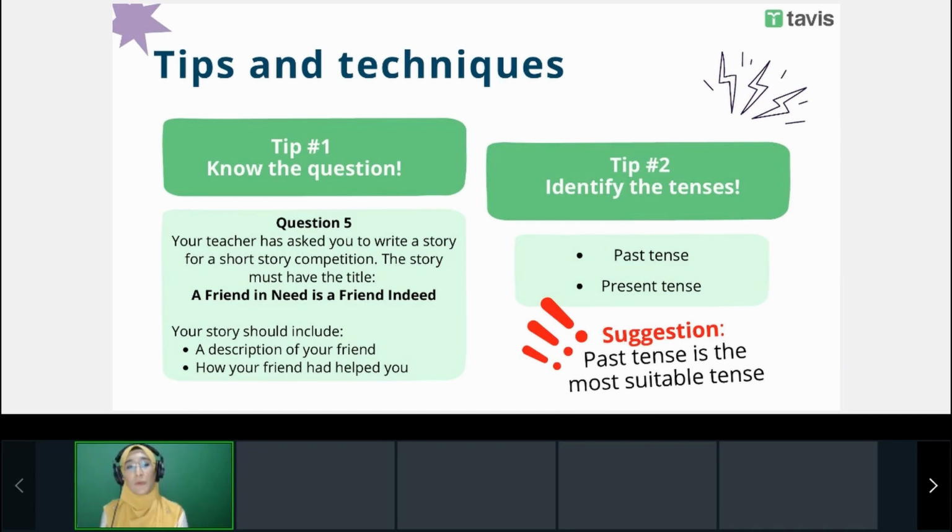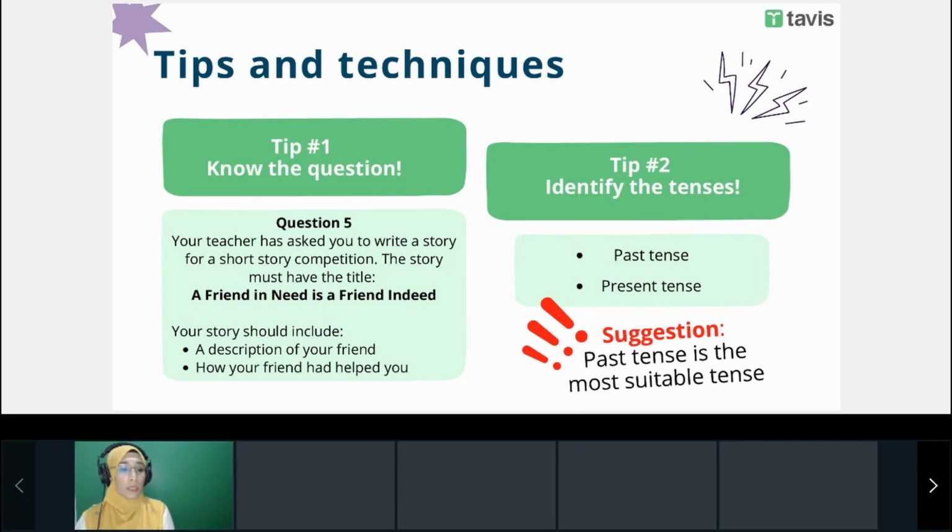Tip number one, always know the question. Read the question thoroughly and carefully, because you never know what it requires you to write about. In this case, this question is asking you to write a story about a friend in need is a friend indeed. So you've got to come up with a story about that.